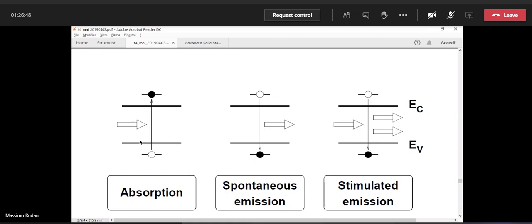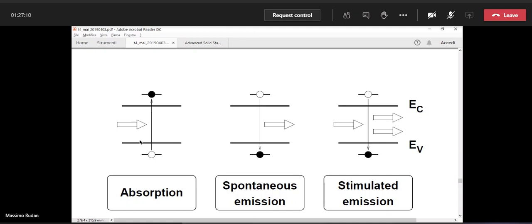Unfortunately, this is not a very efficient solution because, first of all, we have a current even if there is no light, simply because we apply a voltage. Okay, so we consume power for nothing.